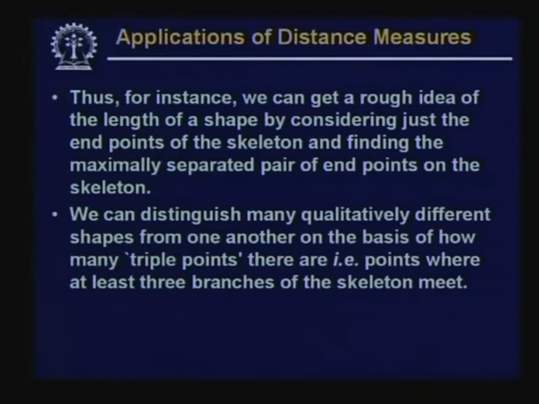And as we have already said, using this skeleton we can qualitatively differentiate between different shapes, because we can get a description of the shape from the skeleton in terms of the number of line segments that the skeleton has, and also in terms of the number of points in the skeleton where more than 2 line segments meet.